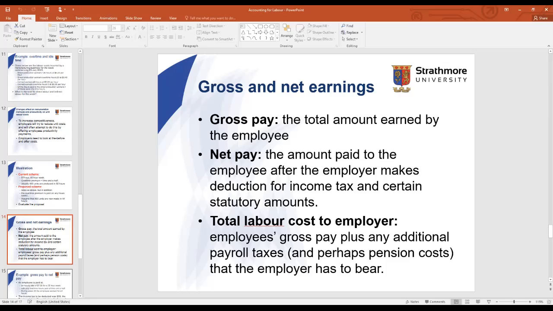The gross pay is the total amount earned by the employee over a given time period. Net pay is the amount paid to the employee after the employer makes deductions for income taxes and statutory deductions. So the net pay, as I mentioned, is the take home.